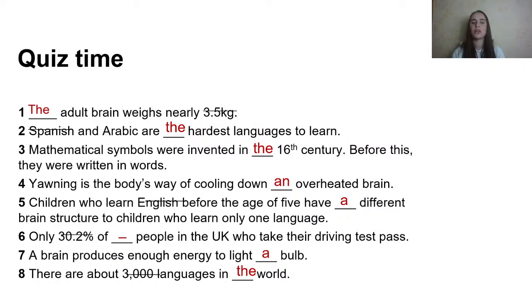So the adult brain weighs nearly kilos. So think, maybe you already know, maybe you can predict how much it weighs. Like, what is the number of kilos connected to our brain? Think of that. Well, still, it's not like 3.5 kilos. It's not correct. There is a different answer, and maybe you already know. Maybe you have heard it somewhere.